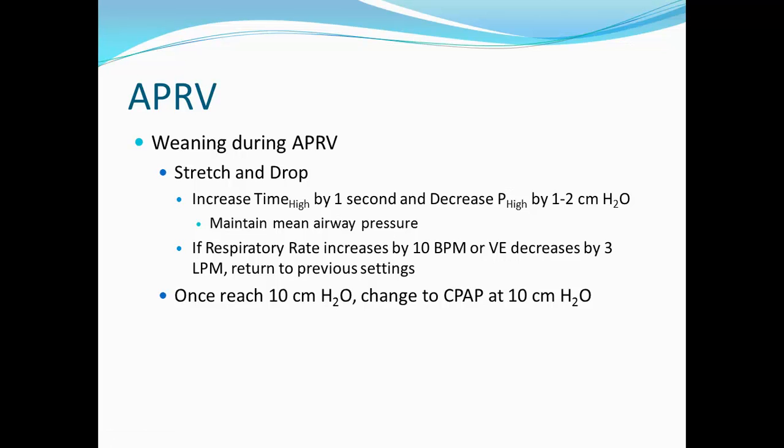If after making a change of stretch and drop, the patient's respiratory rate increases by about 10 breaths per minute, or the minute ventilation decreases by 3 liters per minute, then you may consider moving back to the previous ventilator settings. As you continue to stretch and drop, once you reach a P high of about 10 centimeters of water, you can change the patient over to CPAP at 10 and then progress towards a spontaneous breathing trial.